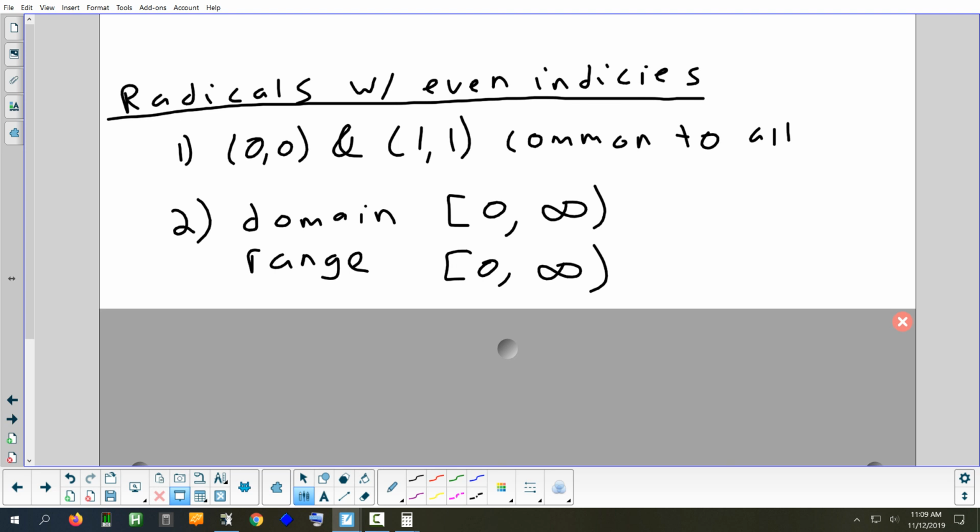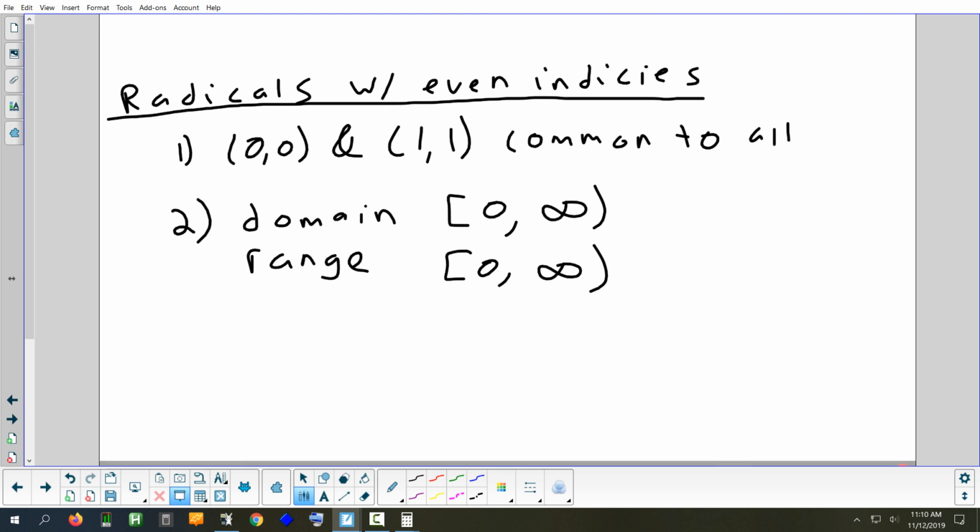Domain and range are both 0 to infinity. Starts at 0 and it includes it, and like Jared said, they head to the right forever. So those are some things you just want to notice with even roots. Next, we're going to take a look at odd roots.